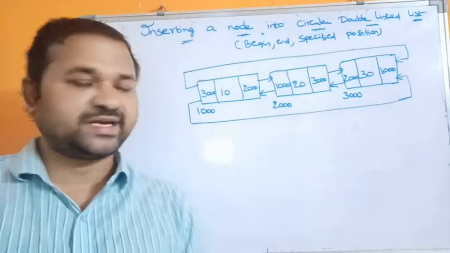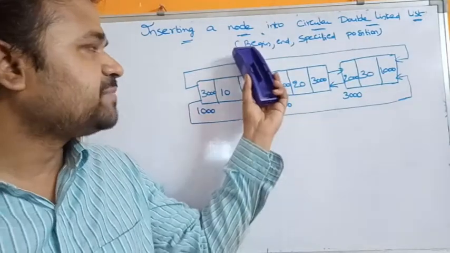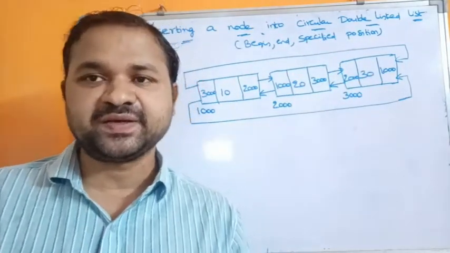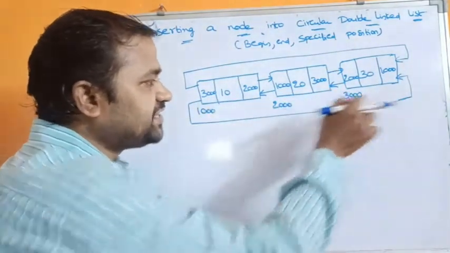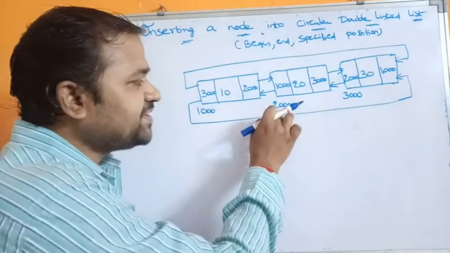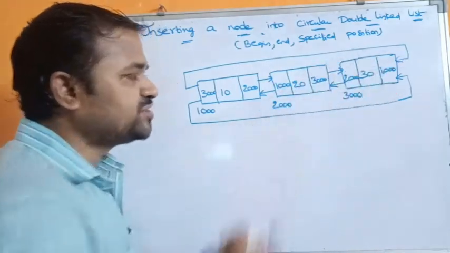Now let's see about inserting a node into a circular double linked list at begin position, end position as well as specified position. So this is our circular double linked list which contains totally 3 nodes. Let the first node is stored at 1000 address. Let the second node is stored at 2000 address. Let the third node is stored at 3000 address.